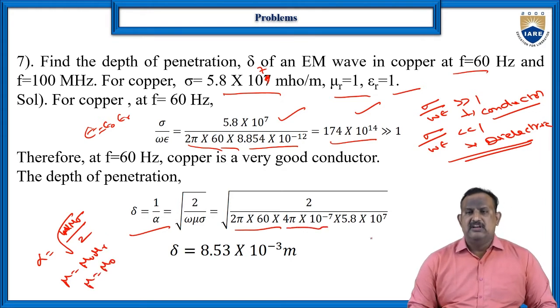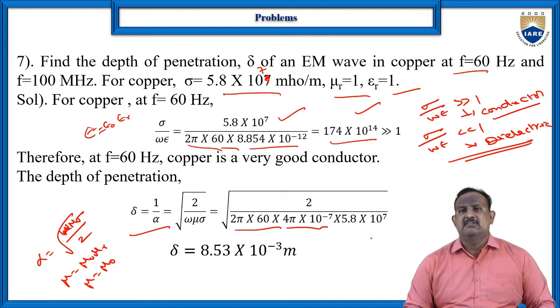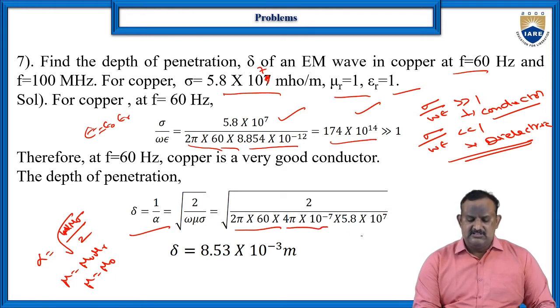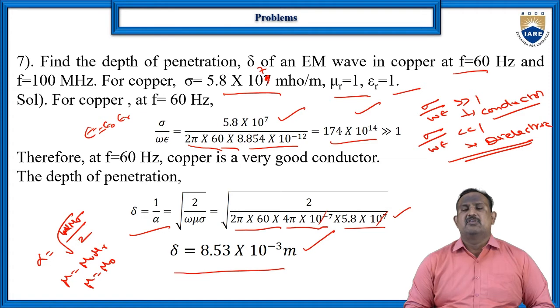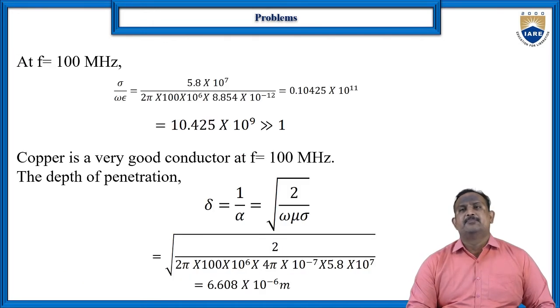Mu naught is 4 pi into 10^minus 7 and the conductivity is given as 5.8 into 10^7. The powers of 10 cancel each other. After simplifying all this, we have the depth of penetration delta equal to 8.53 into 10^minus 3 meters. Similarly, we need to find the depth of penetration at a frequency of 100 megahertz.